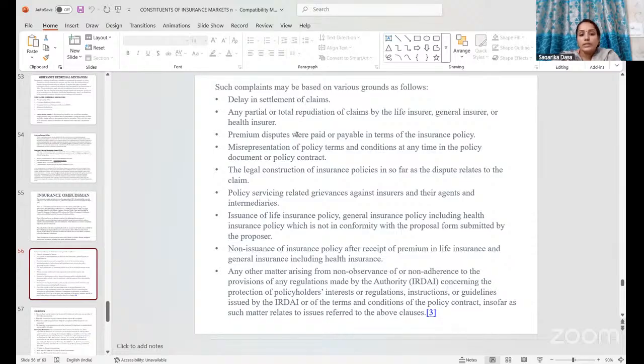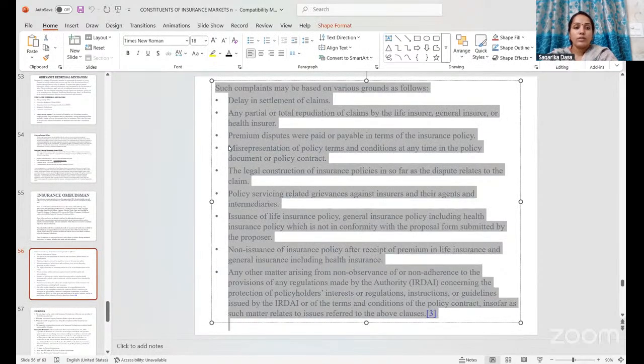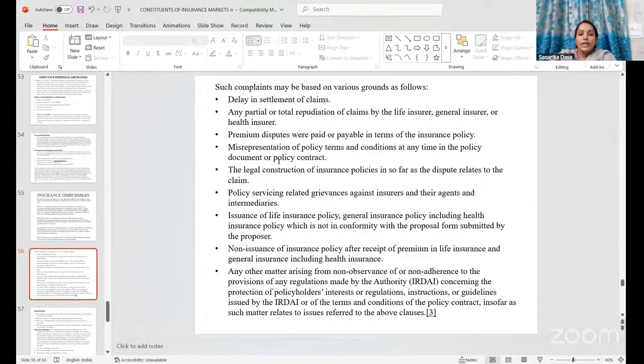Now, these are the various complaints that we can raise with the insurance ombudsman, which include delay in settlement of claims. If the claim settlement process is getting delayed, then we can raise a complaint regarding this with the ombudsman. Any partial or total repudiation of the claim by the life insurer, general insurer, or health insurer. If a policy claim has been cancelled or not honored by the insurance company, whether it is a life, general, or health insurance company, and the repudiation takes place either partially or totally, then we can go to the insurance ombudsman for a solution.